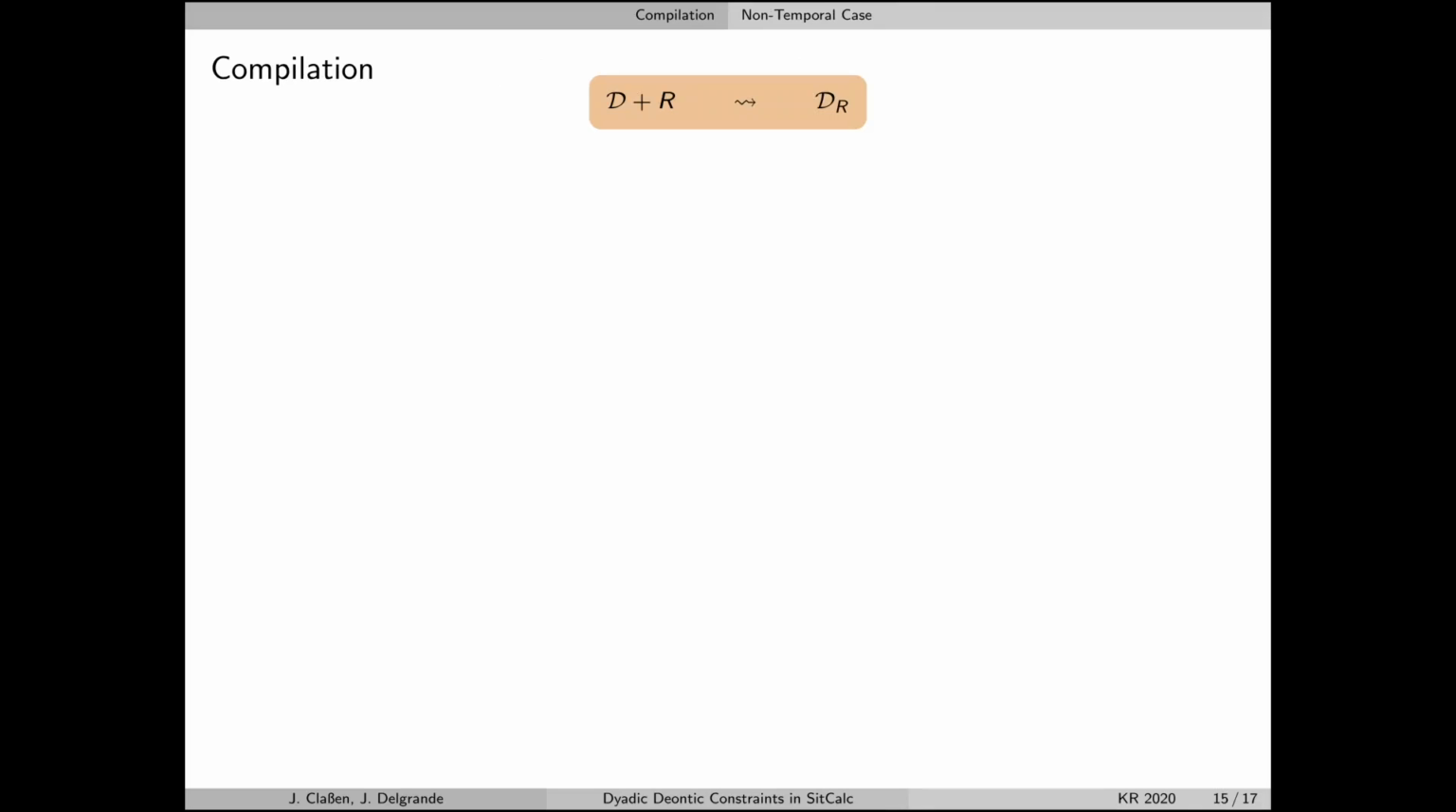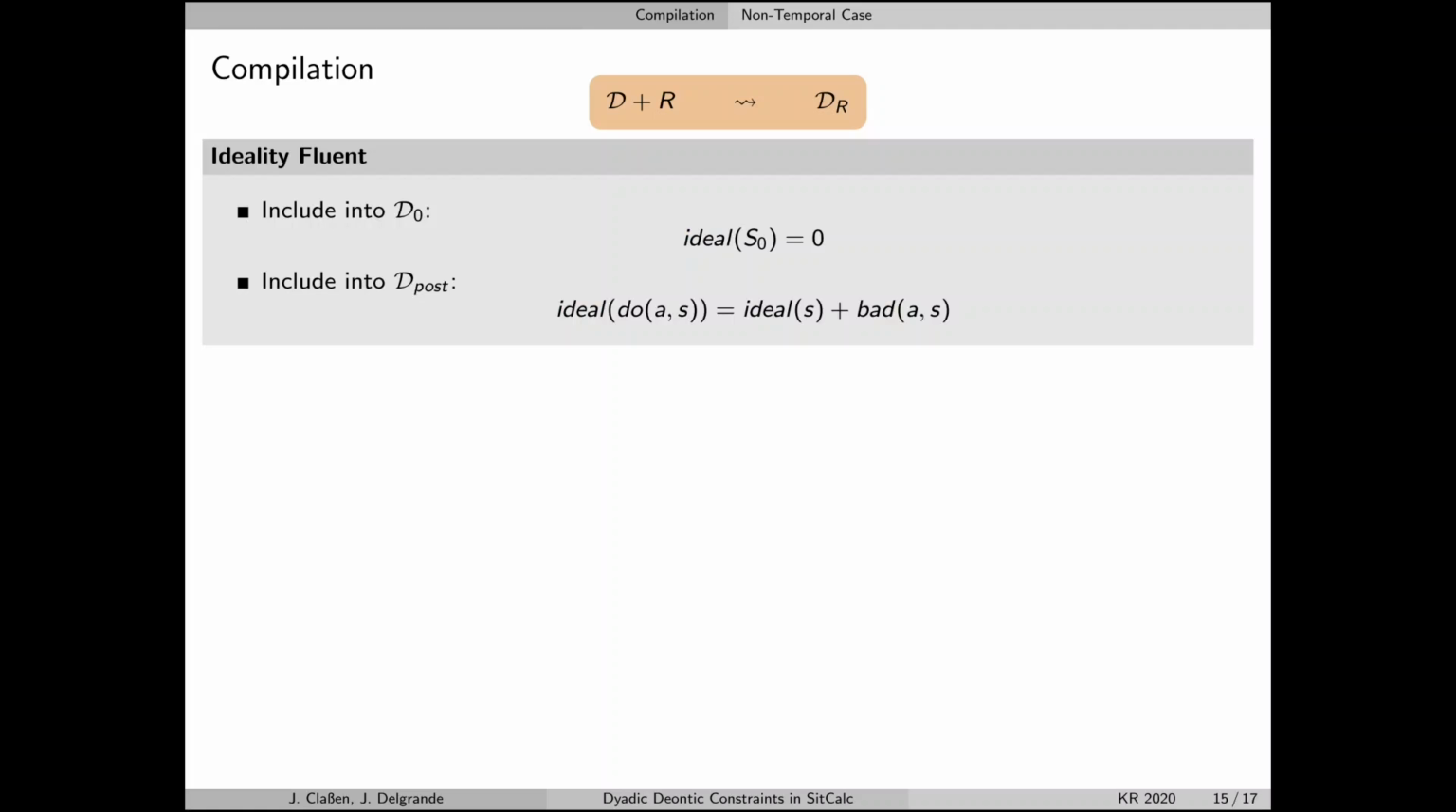Another contribution in the paper is a compilation approach. Here the idea is to incorporate the ranking information given by the set of Deontic rules directly into the basic action theory so that we can make use of the usual reasoning procedures for situation calculus. For this purpose, we introduce a numeric ideality fluent that is assigned value 0 in the initial situation and which has a successor state axiom where its value is increased by a certain non-negative badness value associated with the action being executed.